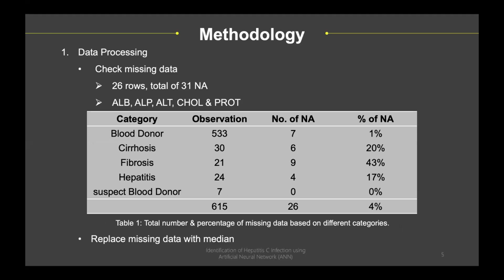First of all, we started with some data pre-processing. We checked the missing data and found 26 rows, which consist of 31 missing values. We checked the distributions of these missing values and found that about 43% is quite high in fibrosis, and in hepatitis it is about 70%, which is our main target today. So we decided not to remove them, and instead replace them with the median.